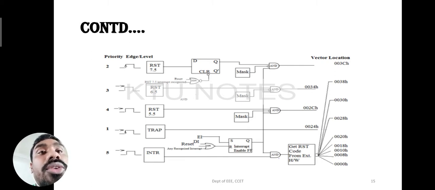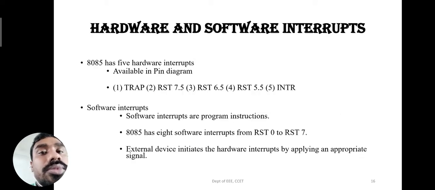From here we can already observe TRAP, RST 7.5, 6.5, 5.5 and INTR. And along with INTR we have the RST N series also shown towards the right bottom of the figure. In the right bottom of this figure, the vector code locations of all the interrupts are shown. As we can see from the figure, most of the interrupts have their own vector code locations, and the RST N series of instructions also have their own vector code locations.